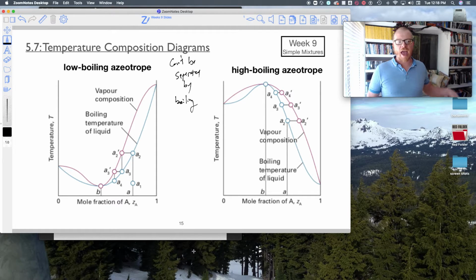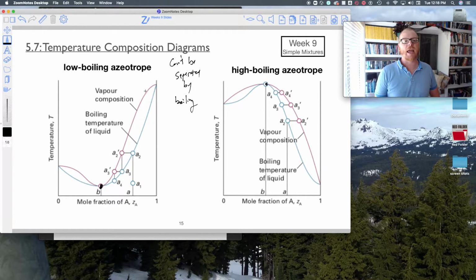And the reason for that is because they have this point on their temperature composition diagram where the vapor composition and the liquid composition is the same. And once you get to that point, you can't get past it anymore.